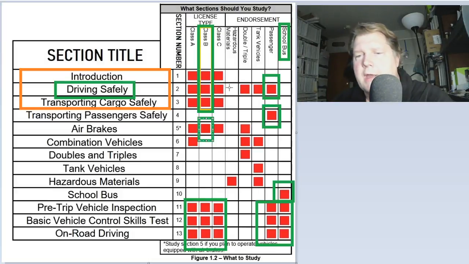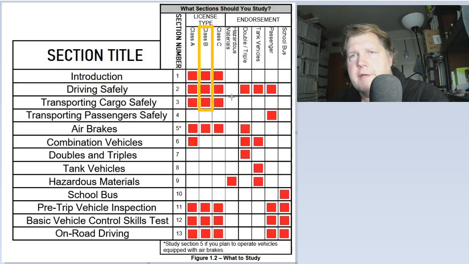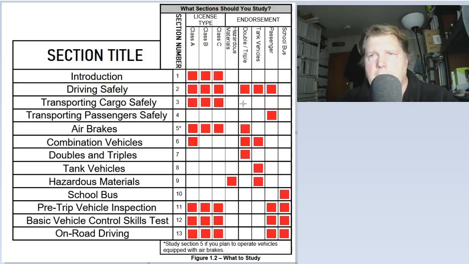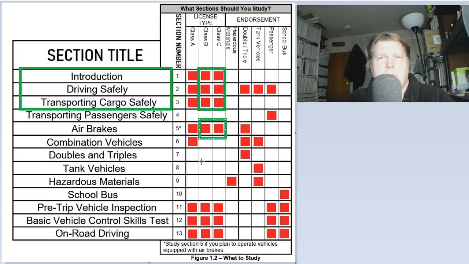Now let's take a look at what you would need for, say, driving a municipal city bus. Okay, so again, what you would need is these first three. This is just for the written part. You would need the introduction, driving safely, transporting cargo. So B and C, you need that. You're going to need air brakes because municipal city buses are air brakes. Okay, you're going to need your passenger.